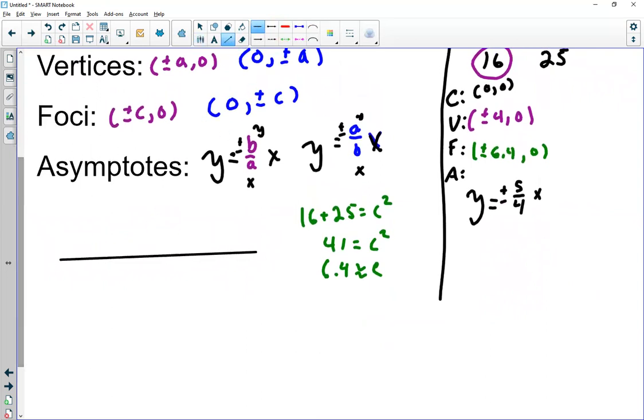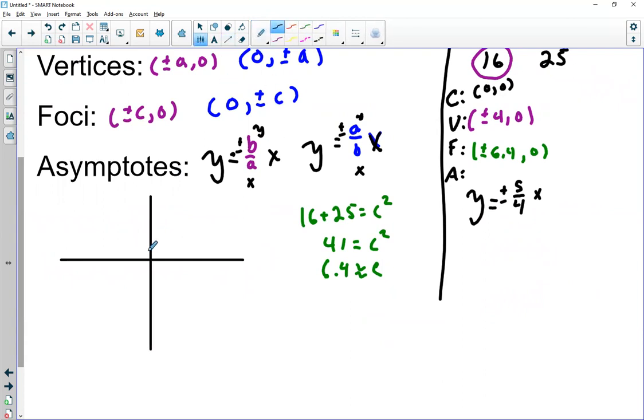So 5 over 4 x. And I'm going to use this space to graph it a little bit. So it goes 1, 2, 3, 4, 5. 1, 2, 3, 4, 5. 1, 2, 3, isn't it 4, not 5? I just want to make sure I have enough space. And then I need up to 6, or I guess up to 7 technically. 1, 2, 3, 4. Okay.